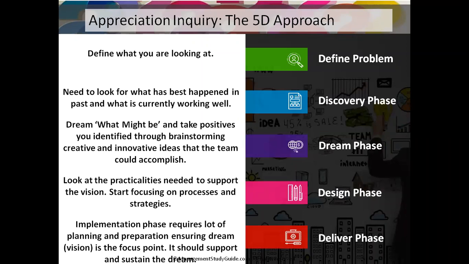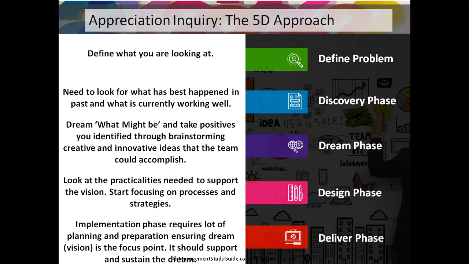There is a 5D approach to appreciative inquiry: the define phase, the discovery phase, the dream phase, the design phase, and the deliver phase. Define what you're looking at. Then in the discovery phase, you look for what has happened best in the past and what is currently working well. In my very simple way of encouraging people to get successful: find what is working for you and keep working it. At least for the time being. That is a very simple rule of success.